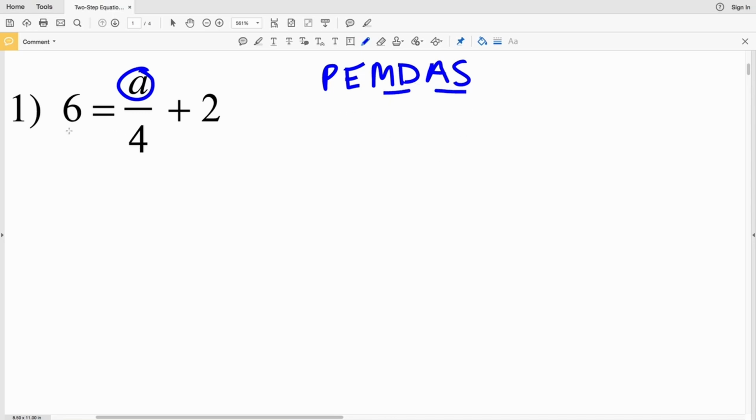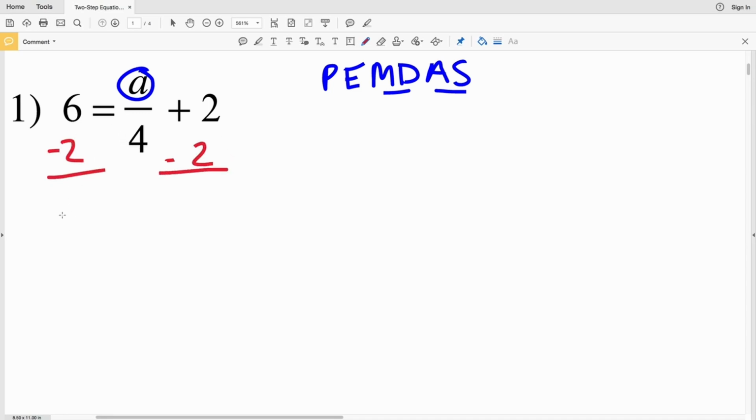So on the left-hand side, we have 6. 6 equals the right-hand side, which is a divided by 4 plus 2. Remembering the order of operations, this a has to be divided by the 4 before you add 2. So we're going to reverse that and remove the 2 and send it over to the other side by subtracting 2 to start. So subtracting 2 from both sides, because remember, whatever we do to the right, we do to the left, and vice versa.